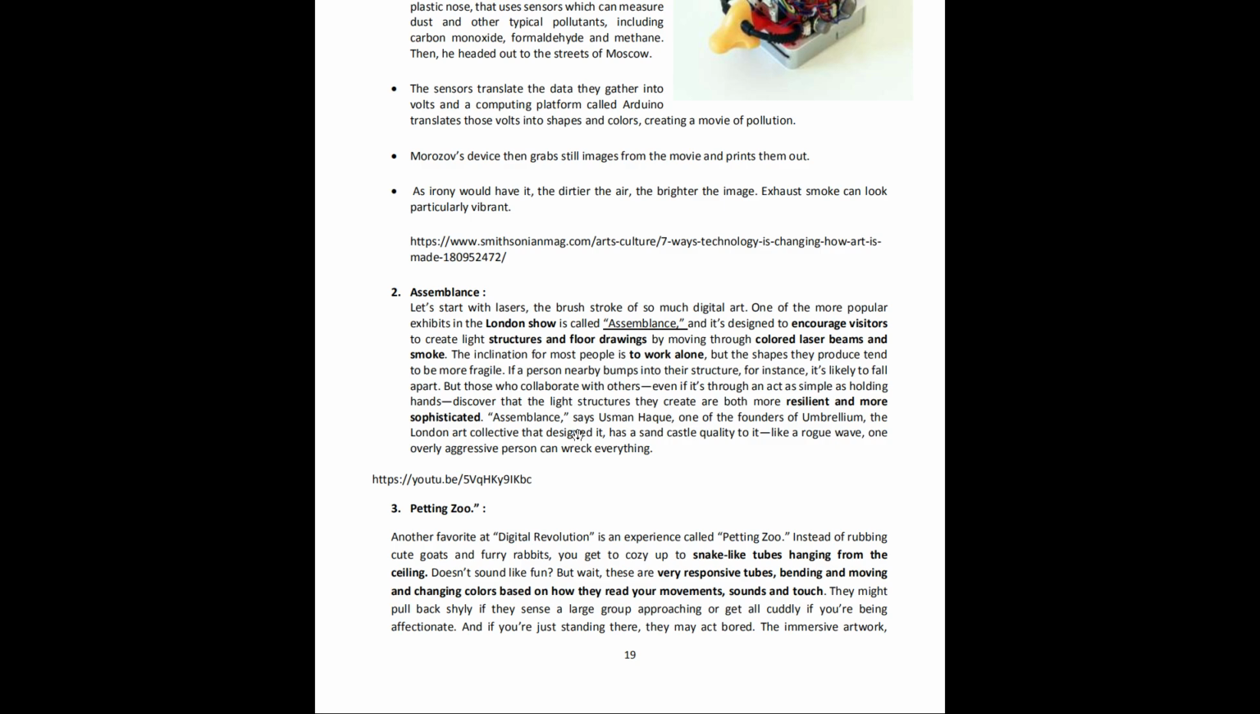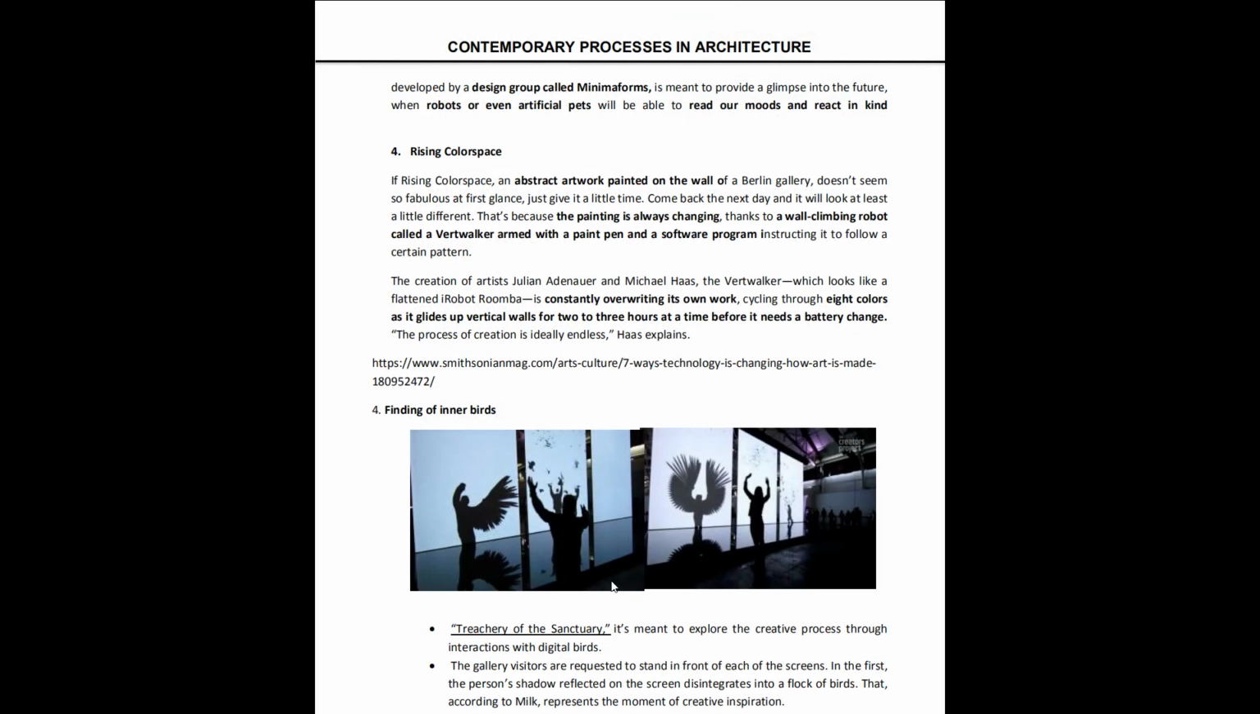So the next one is called the Petting Zoo. If you can see the screen, it is another favorite in the Digital Revolution, an experience in itself. What happens is snake-like tubes hang from the ceiling. These are very responsive tubes, bending, moving and changing colors based on how they read your movements, sounds, and touch. So this is very interesting. How are these tubes being used from the ceiling? For example, if you see this video, this is called the Petting Zoo.